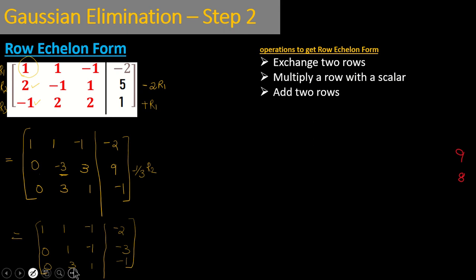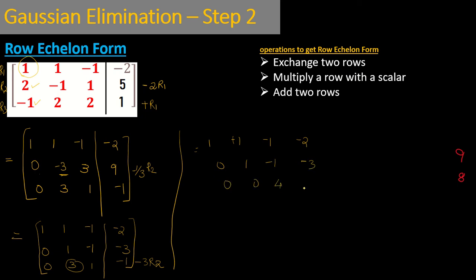Then we have to make this value, this 3 as 0. So how do we do that? Apply R3 minus 3R2. So the answer will be 1, minus 1, sorry, it is plus 1, minus 1, minus 2, 0, 1, minus 1, minus 3, 0, 0, 4, 8. So it comes like this.